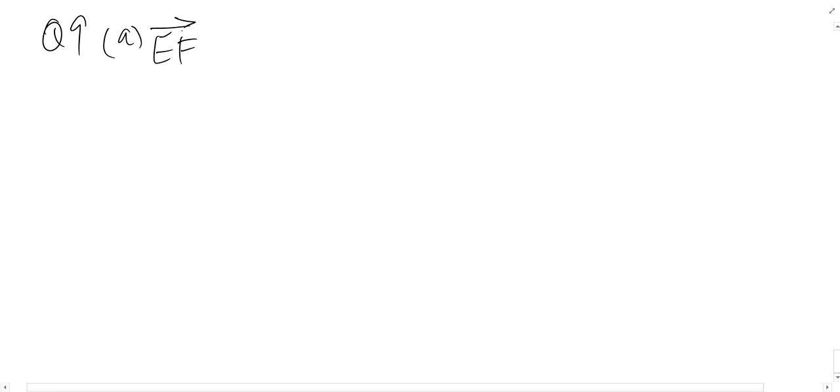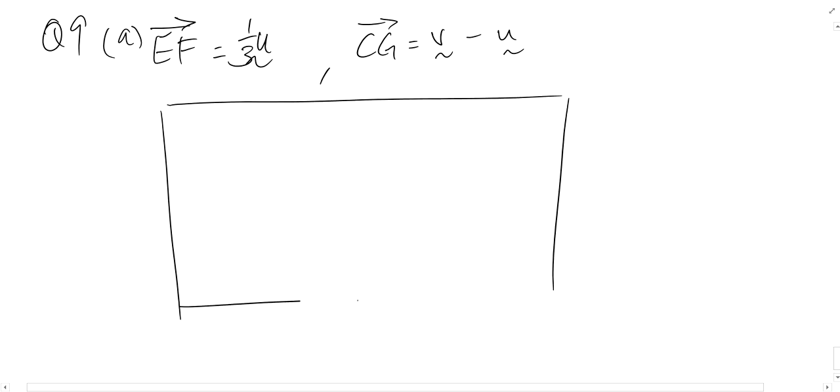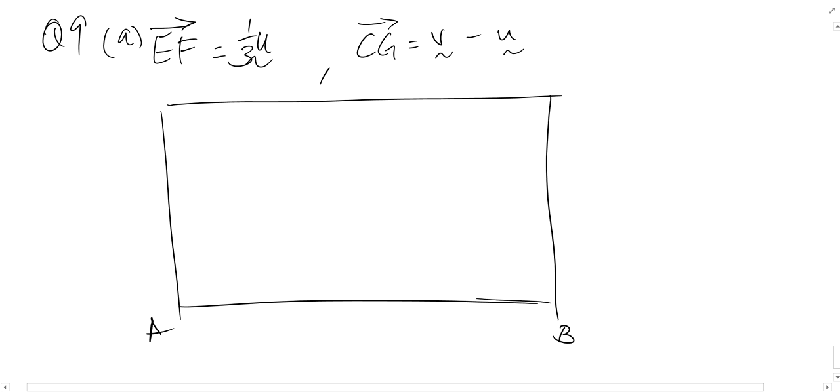EF equals 1/3 U. Okay, and then we've got CG. How much is that? V minus U. Okay, now part C. Find the ratio of CG to CE. Draw the diagram. This is a rectangle, right? So I know that AB must be equal to DC, and likewise AD must be equal to BC. Then they divided this into 3 equal parts. This is point E, and this is point F.